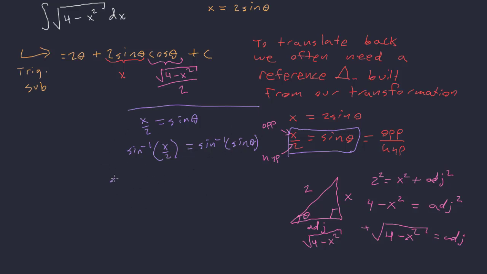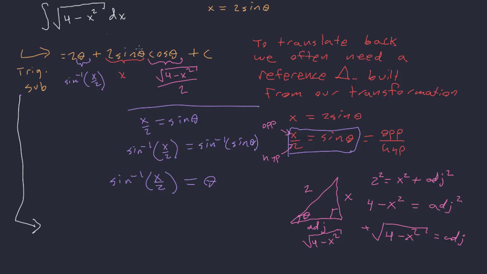This cancels down to give us that sine inverse of x over 2 is equal to theta. So we can just replace this theta here with the sine inverse of x over 2. Well, hopefully this looks familiar. This is actually what happens when we have the 1 over this thing. It ended up just popping up following the same pattern.